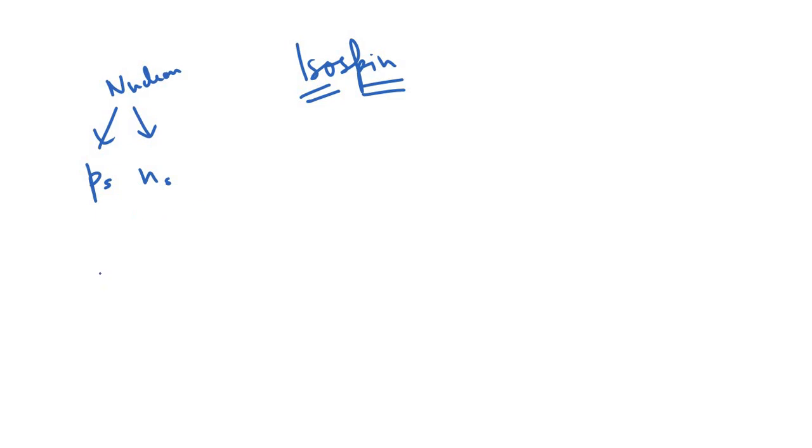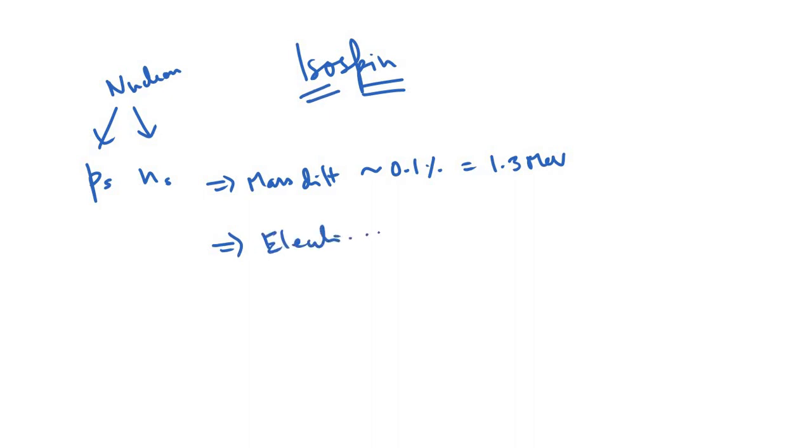You see, what about the mass? The mass difference between the both of them is approximately 0.1% or 1.3 MeV mass difference. Proton has more mass compared to neutron by 1.3 MeV. And another difference is the electromagnetic nature. So basically the main distinction between these two particles is in their electromagnetic property.